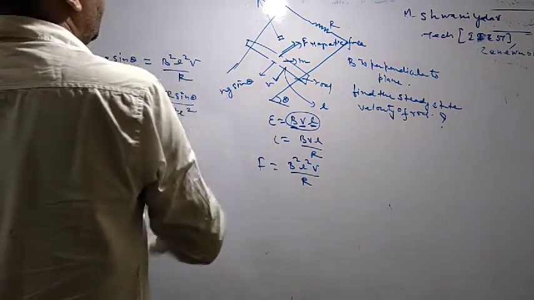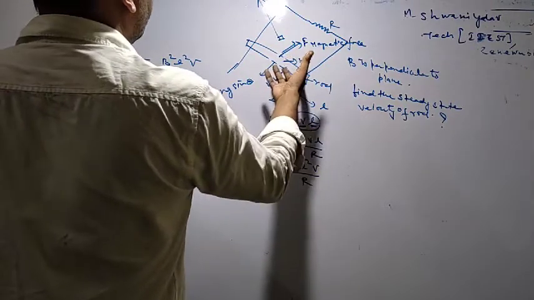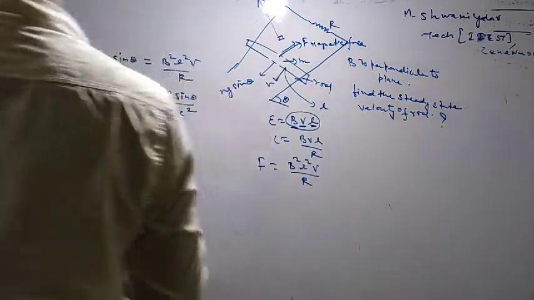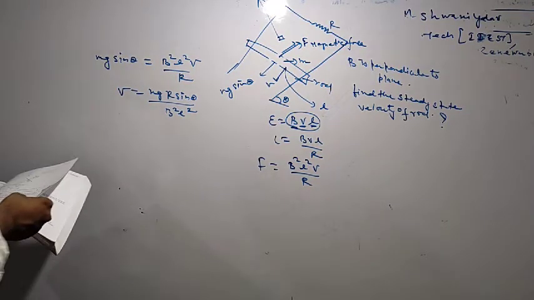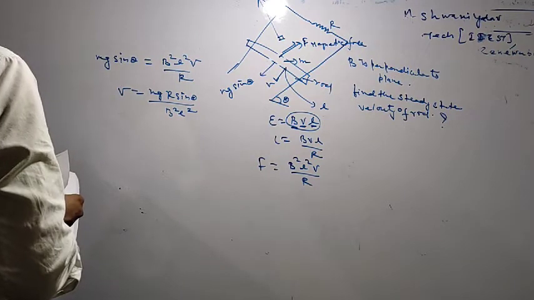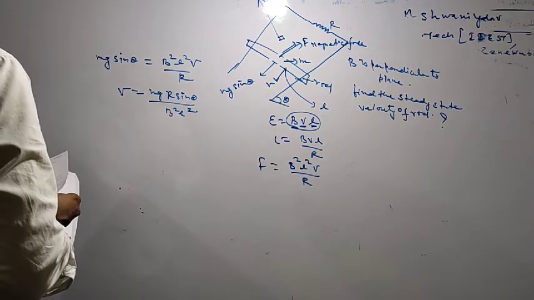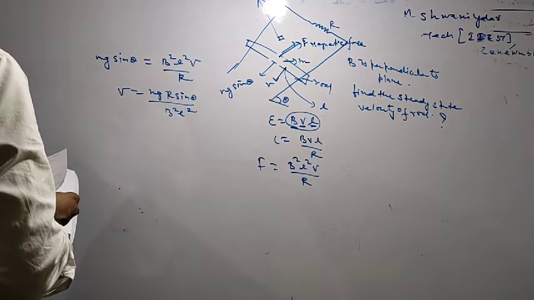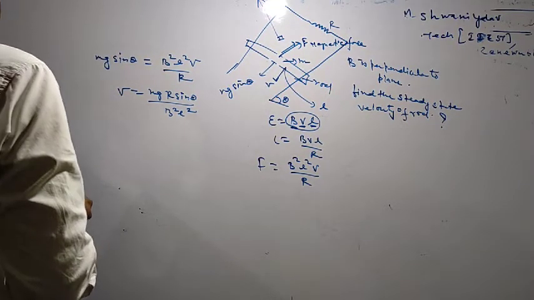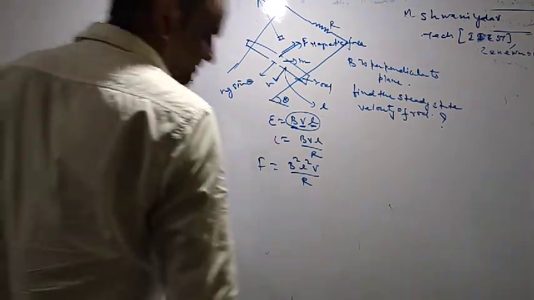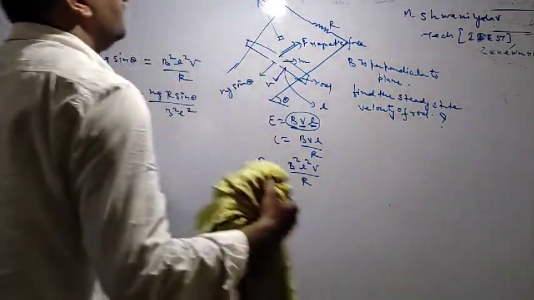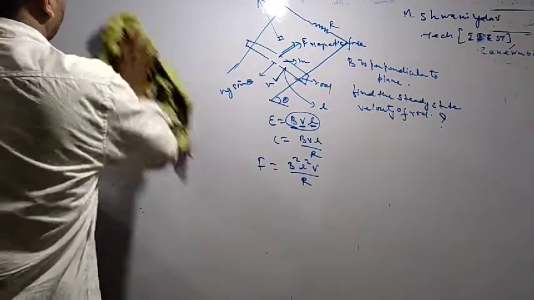But sometimes you need to find the velocity variation with respect to time. Then how will you find this? Okay, just develop a general equation of velocity variation with respect to time.